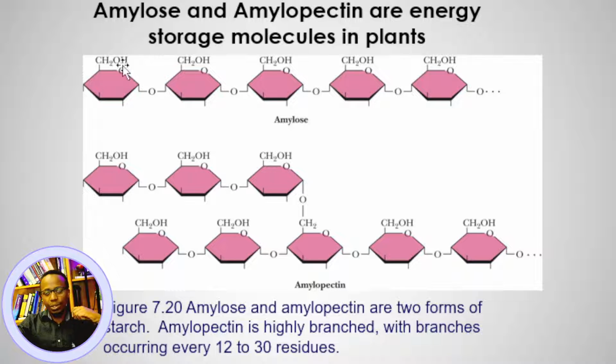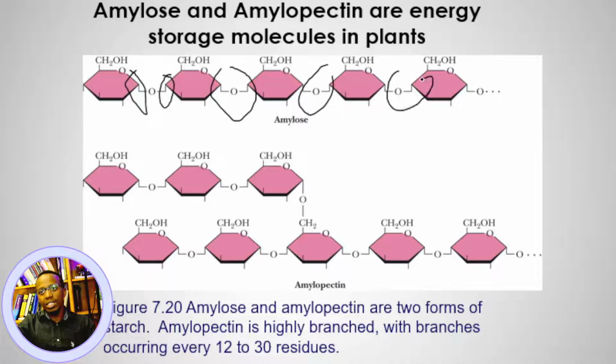If you look, these are glucose molecules, right? And this right here, if you can see where I'm pointing, this is carbon 1 of one glucose molecule. This one is carbon 4 of the other glucose molecule, right? So 1, 2, 3, 4, carbon 1 to 4. So it's alpha 1 to 4 linkage. It's the same linkage here, same linkage here, same linkage here, and so on and so forth, right?